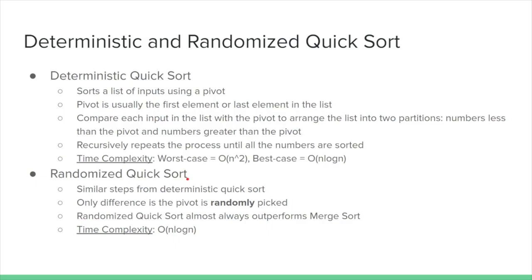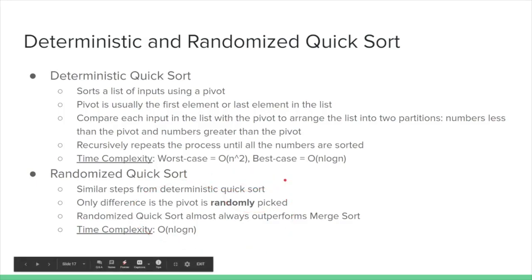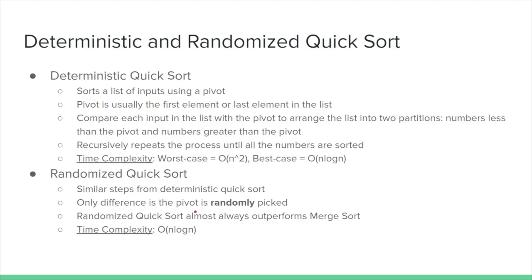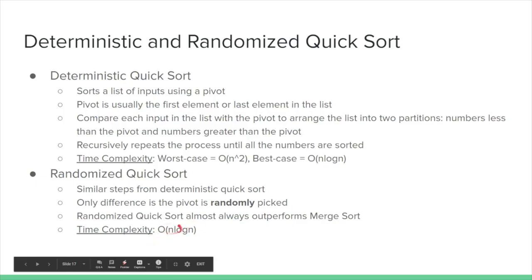which is where randomized quicksort comes into play. Randomized quicksort has similar steps to deterministic quicksort. You still need to choose a pivot, but the only difference is that the pivot is randomly picked. Randomized quicksort will always outperform merge sort. Even though they use the same divide and conquer method to partition the list of inputs, randomized quicksort will always be faster just because it uses the randomness aspect. The time complexity will be O(n log n).